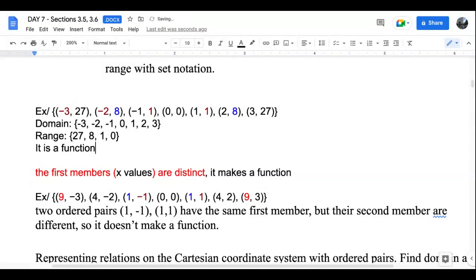It is a function. All right. This is right on the reasons, because the first members in the ordered pairs are distinct. As long as the first members are distinct, are different, the set is a function.